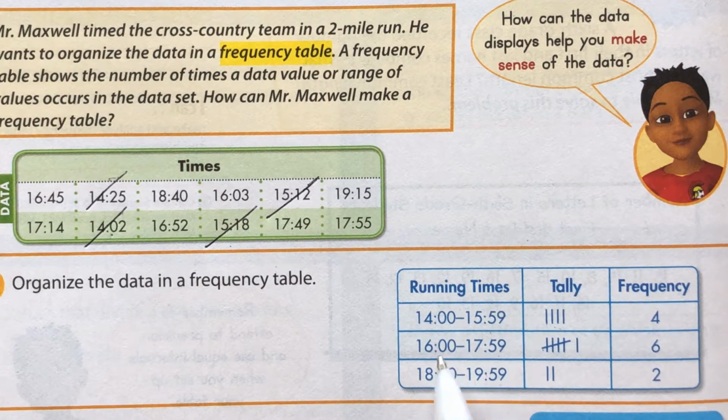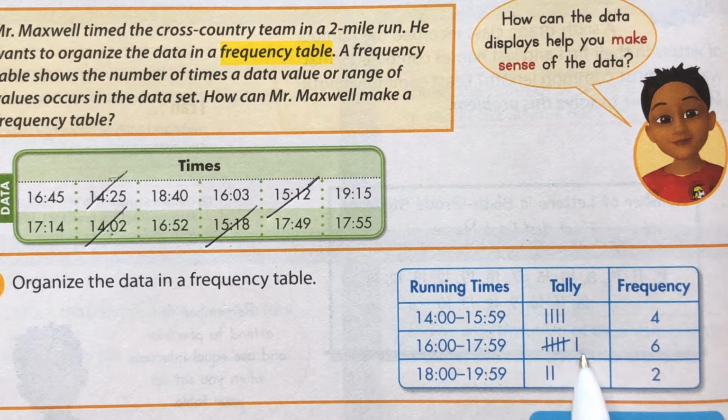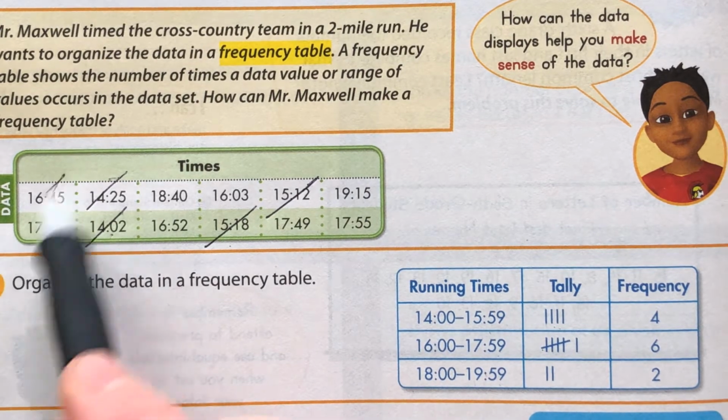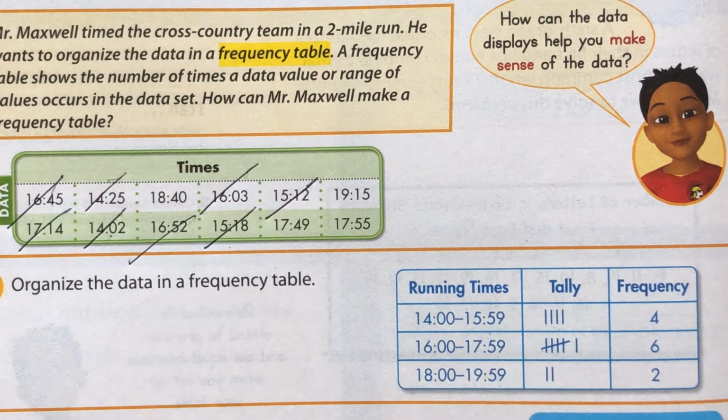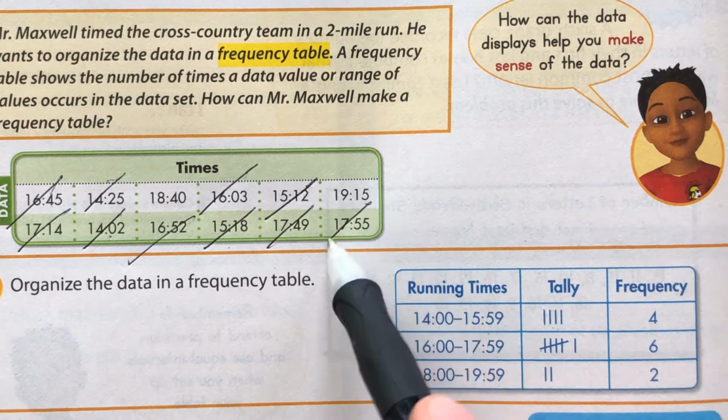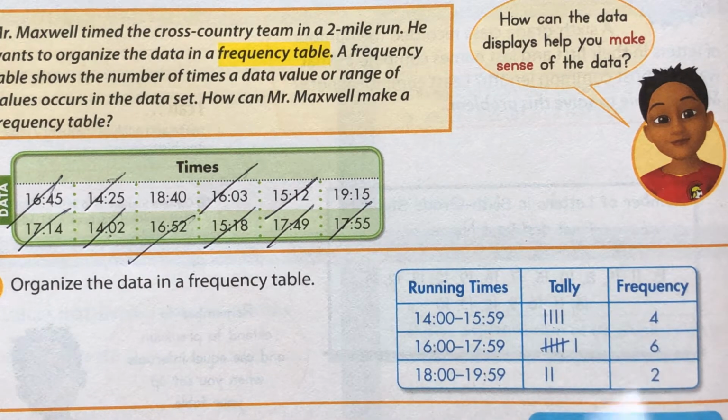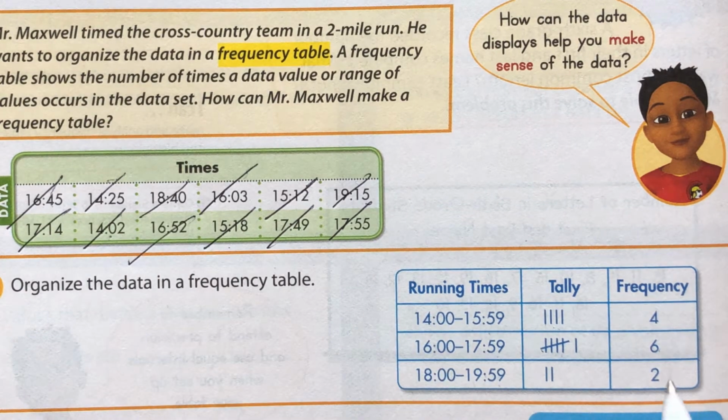Now the next interval, 16 minutes to 17 minutes and 59 seconds. Again, they don't go to 18 because 18 is in the next interval, and if someone got exactly 18, you wouldn't know where to put them. They got 6 people. Let's find those 6 people: 1645, 1714, 1652, 1603, 1749, and 1755. That was 6 tallies, 6 people. And lastly, 18 minutes to 19 minutes and 59 seconds, we had 2 people. We tallied 1915 and 1840, and we wrote 2. So look at our data. It's organized now between intervals of running times.